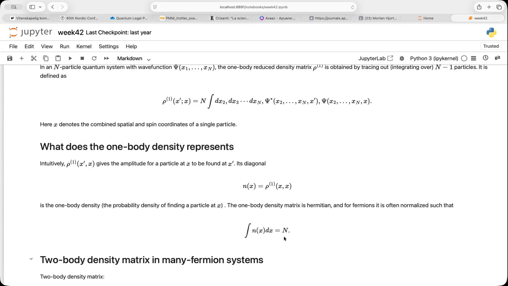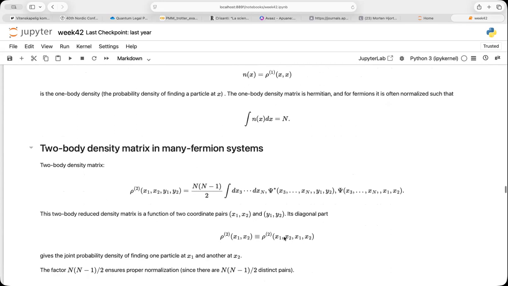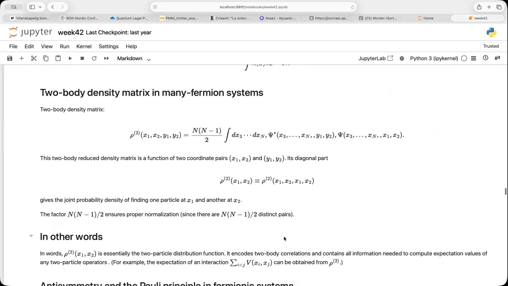Then there is something which is called the two-body matrix. And this is defined, and we are going to see now in practical terms how these things pop up in the calculations of the energy. So the two-body density matrix is actually defined like this. And the thing is that this is an object which you can rewrite, and we will see that on the whiteboard notes. You can actually rewrite that one in terms of one-body densities.